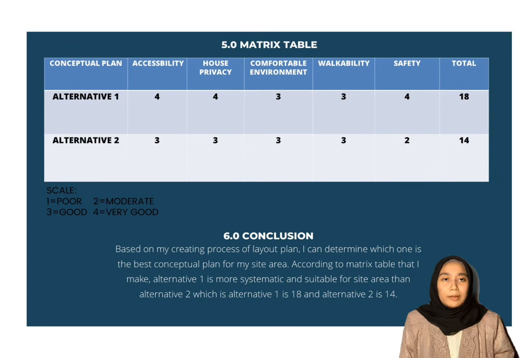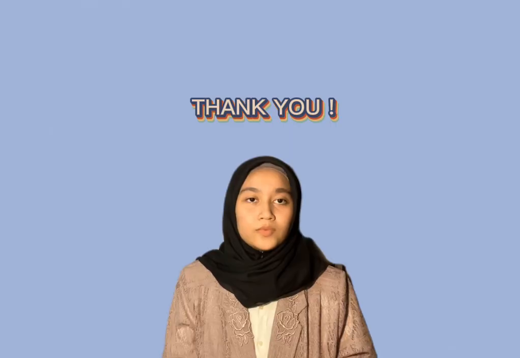Now I will conclude my project. Based on my creating process of layout plan, I can determine which one is the best conceptual plan for my site area according to the metric table that I made. Alternative 1 is more systematic and suitable for the site area than alternative 2, with alternative 1 scoring 18 and alternative 2 scoring 14.